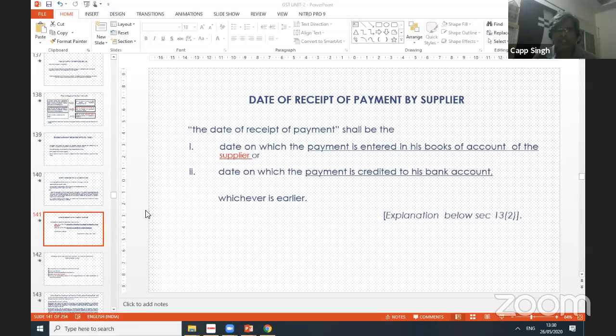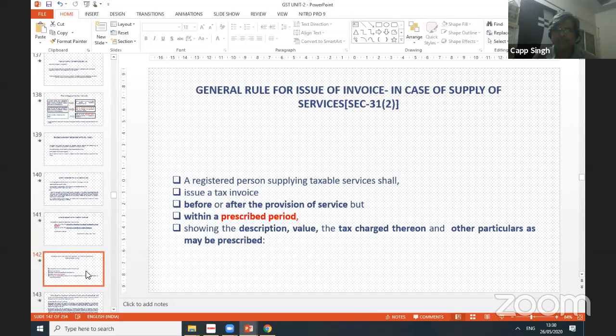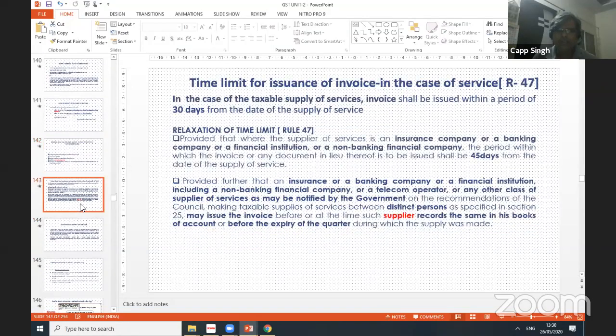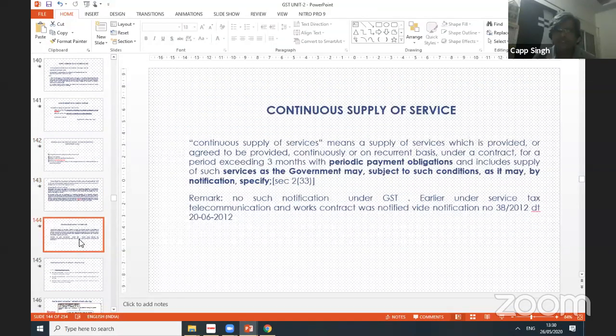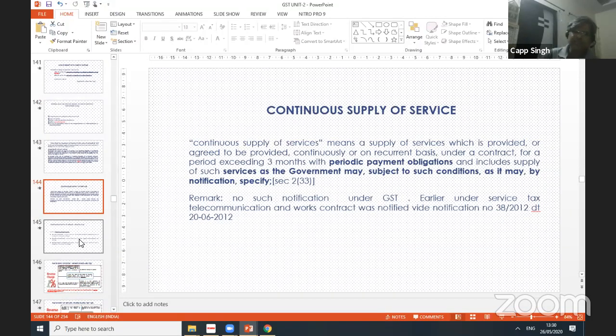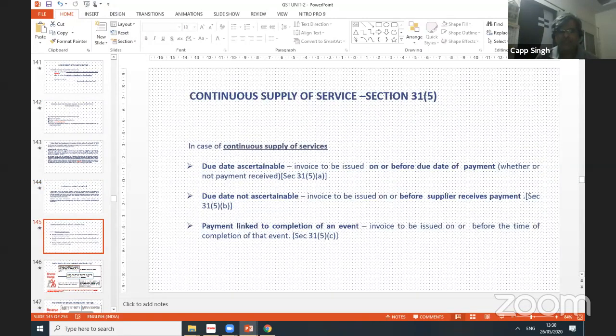The next point is pertaining to the provisions for continuous supply of services. In the case of continuous supply of services, you can issue the invoice only on a milestone basis, and that will be determined by way of the contract between the supplier and the recipient. If the due date for issuance of invoice is ascertainable, then the invoice should be issued by that date. If the due date is not ascertainable, then the invoice is to be issued on or before the supplier receives payments.